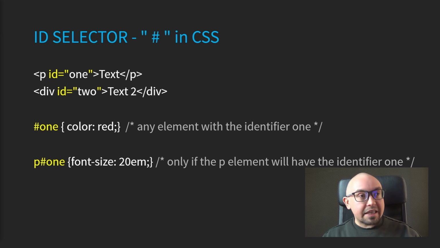ID differs from the class in that an ID with a certain name can only be assigned to one element, and a class with a certain name can be assigned to many elements, as we have seen in the previous examples. Since the ID can only appear once in a website, this first entry in our example should always be enough. We don't need to be more specific. But the second example is not a mistake, it's just a longer record.